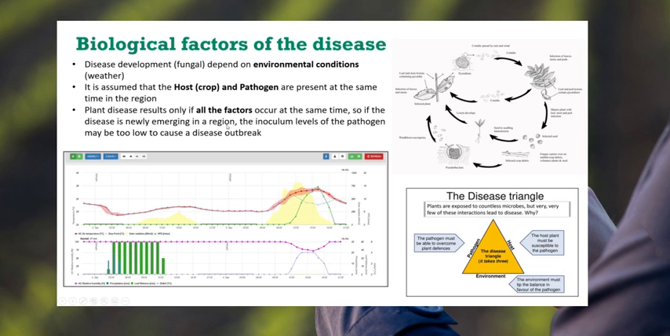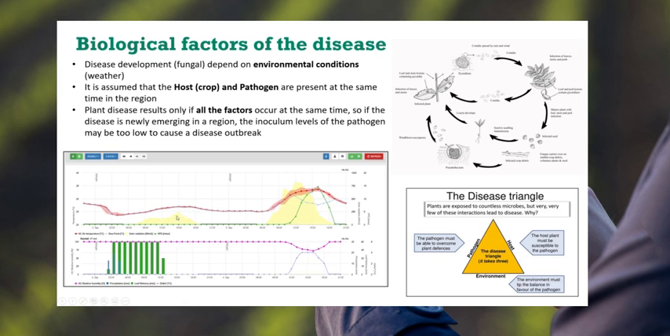So if it's a new disease in a region, the inoculum levels for the pathogen may be too low, and that does not cause a disease outbreak. So the disease triangle really explains this. You have the environment, the pathogen, and the host. The environment tips the scale, so to speak, in favor of the pathogen to overwhelm the natural defenses of the host. So you need to know the local conditions at that particular field.